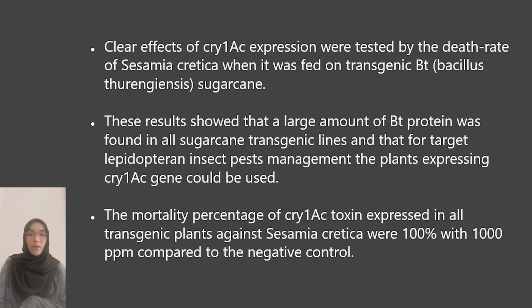Next, the second part of the discussion is the simple effect of Cry1Ac expression when tested for the death rate of Sesamia critica when fed to transgenic sugarcane. These findings revealed that a significant amount of Cry protein is present in all transgenic lines of the sugarcane and the Cry1Ac gene could be used for Lepidopteran insect pest control. The mortality rate of Cry1Ac toxin expressed in all transgenic plants against Sesamia critica was 100% at 1000 ppm compared to the negative control.